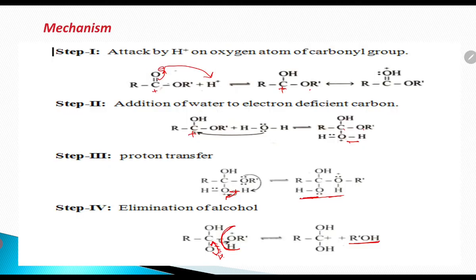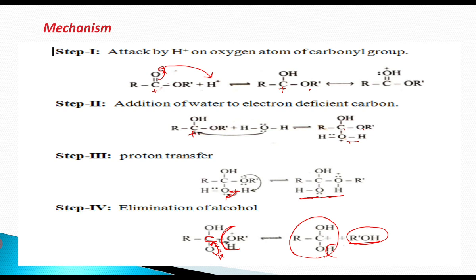Okay, in the process, in the fourth step, alcohol is obtained. In the acid catalyzed ester hydrolysis, the products are carboxylic acid and alcohol. In the mechanism, in the fourth step, alcohol is obtained as one of the products. Okay, and as the carbon atom having two OH groups is unstable, it is losing H plus as the proton, and here we are getting the carboxylic acid, and in the last step we are getting carboxylic acid as the product.